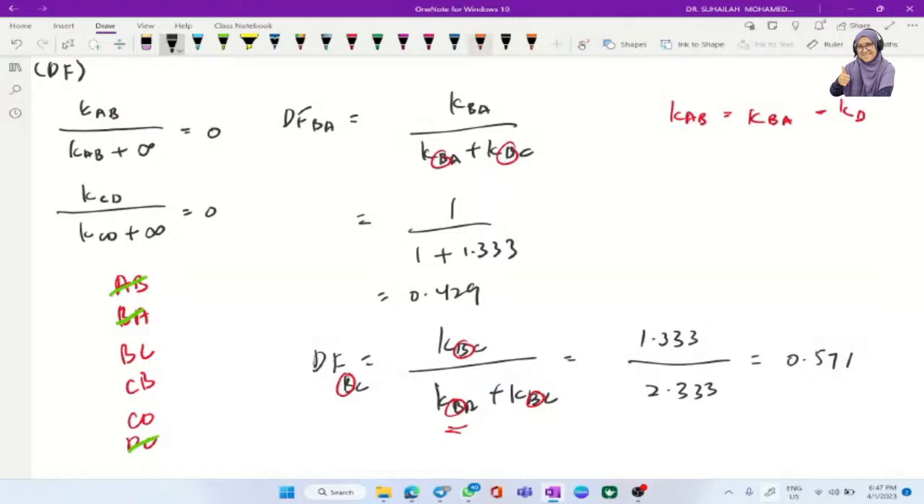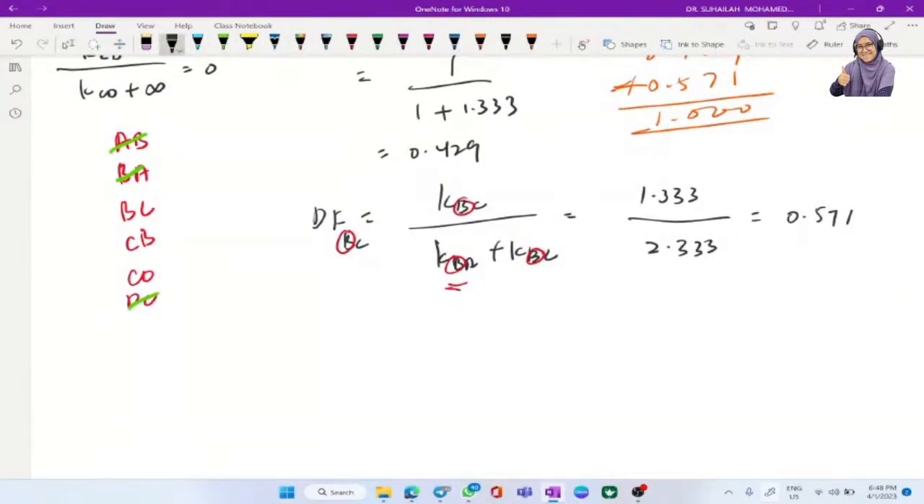And in total, if we check back, 0.429 plus 0.571 equals 1.0, because the distribution factor at a joint equals 1. So actually we can also use 1 minus KBA, we get 0.571. You can use either one, whether you want to use KBC over KB, or use 1 minus KBA to get DFBC.